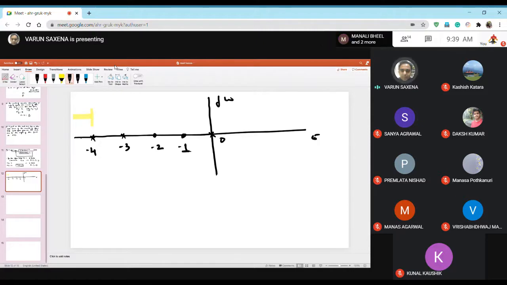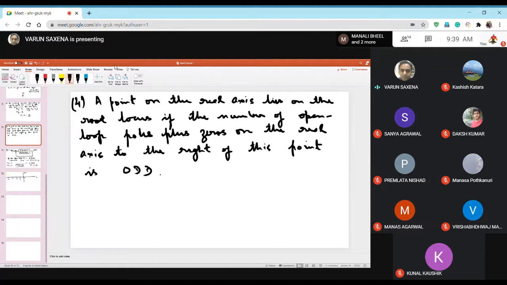The idea is you pick a point here. We are trying to find out whether this point lies on the root locus or not. Look at the point that I've written: a point on the real axis lies on the root locus if the number of open loop poles plus the number of open loop zeros on the real axis to the right of this point is odd.